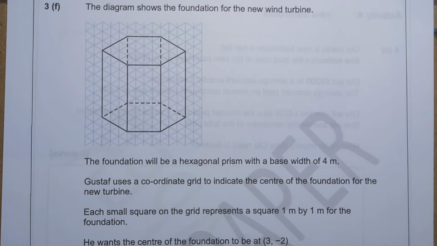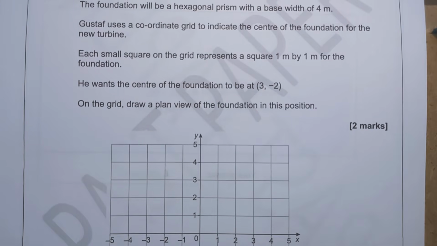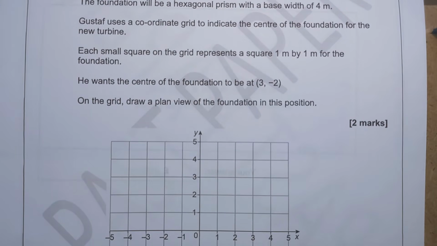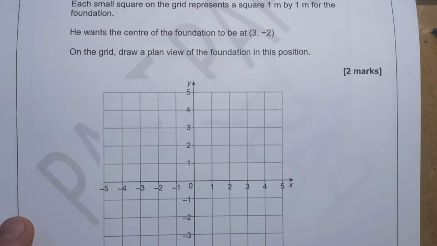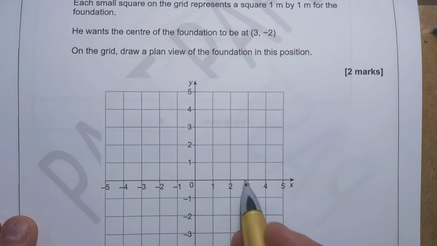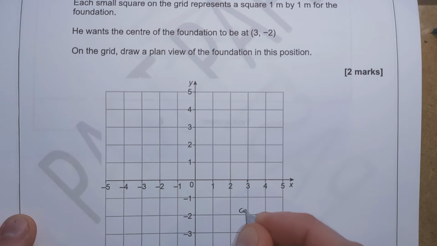Gustav uses a coordinate grid to indicate the center of the foundation for the new turbine. Each small square on the grid represents a square 1 metre by 1 metre for the foundation. He wants the center of the foundation to be at (3, -2). Let's move it up so we can see what they're talking about. On the grid, draw a plan view of the foundation in this position. Right. Well, they've told us where the center is, (3, -2). So let's draw that on here first. So 3, we go along 3, and then down to minus 2. So that is going to be our centre.